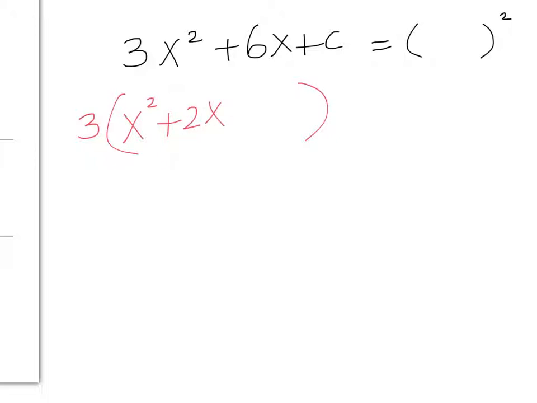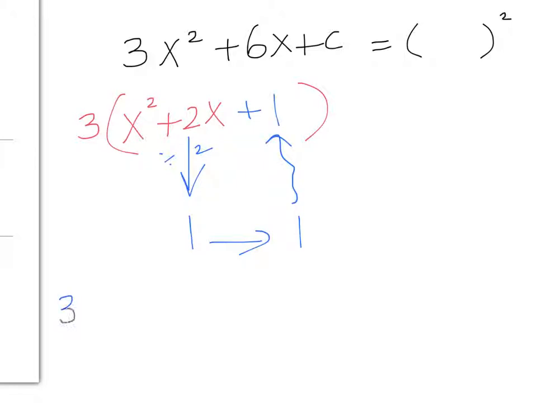So now, as you can see, 3 times x to the second power is 3x to the second power. 3 times 2x is 6x. So I just factored the 3 out. And as you can see, the coefficient of x to the second power now is 1. Remember, you do exactly the same thing that you've been doing. You divide b by 2. In this case, 2 divided by 2 is 1. Then you square it. 1 squared is equal to 1. It means I know that the c that I have to add over here is 1.